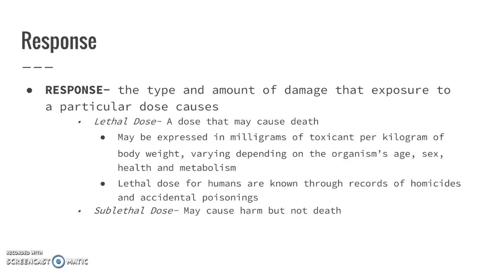So response is the type and amount of damage that exposure to a particular dose causes. A lethal dose is a dose that may cause death. It may be expressed in milligrams of a toxicant per kilogram of body weight, varying depending on the organism's age, sex, health, and metabolism. This is also dependent on the type of toxicant and the different chemicals, and how much is needed for that particular toxicant. Lethal doses for humans are known through records of homicides and accidental poisonings. Obviously, we are not going to purposely lethally dose someone, but we are going to record what happened if a homicide or an accidental poisoning were to occur.